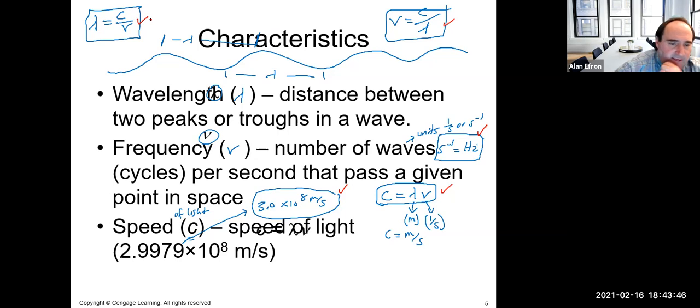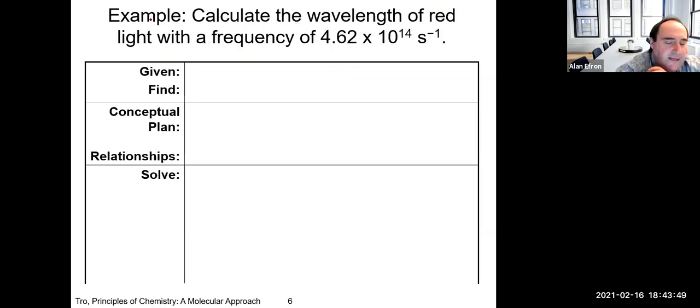All right, so why don't you give one a go here and see what you come up with. Calculate the wavelength of red light with a frequency of 4.62 times 10 to the 14 reciprocal seconds. Let's calculate the wavelength in nanometers. Reminder that nano is 10 to the -9. When you're done, put the answer in the chat box, so I have an idea where everybody's at, and we'll talk about it in a couple minutes. See what you come up with.